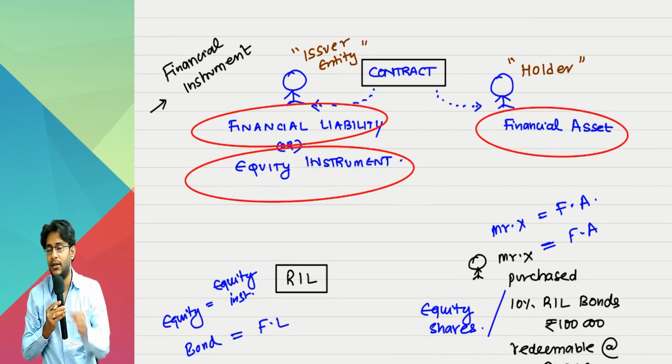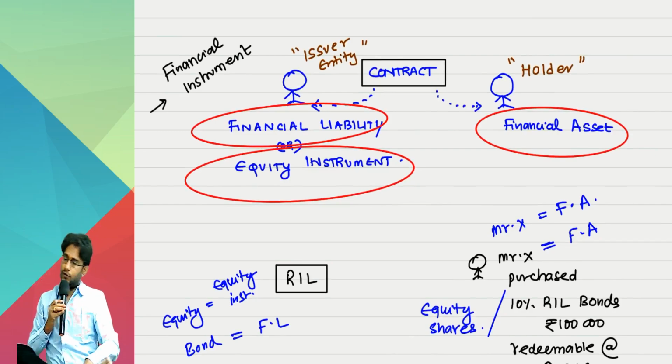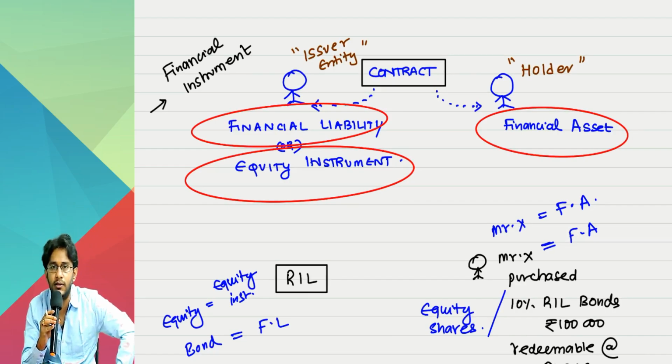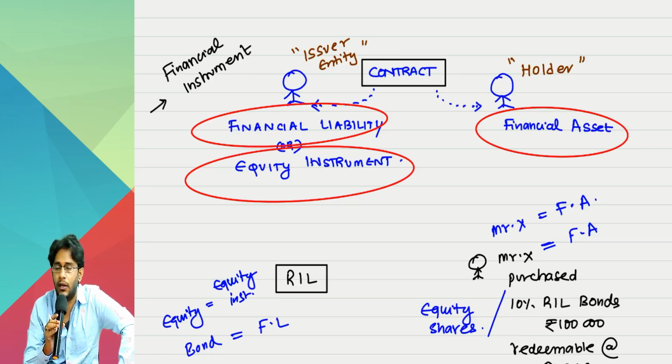So the parties in the contract are two fellows, sir. One is the holder, the other one is the issuer. For the holder, the contract always will become a financial asset. But for the issuer, the contract can become either a financial liability or an equity instrument.